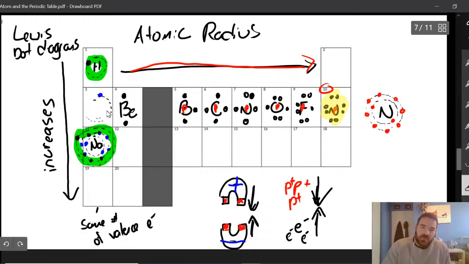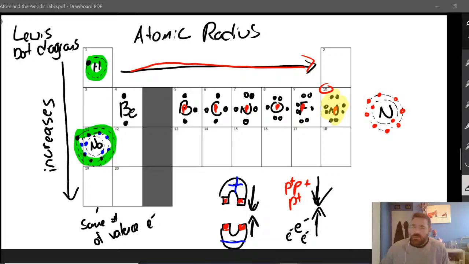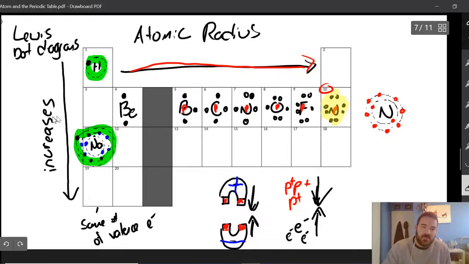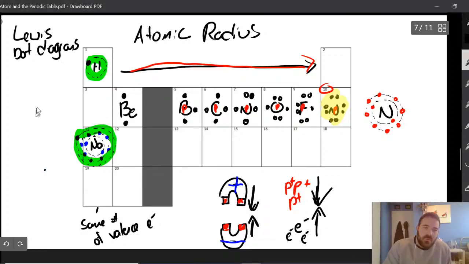So let's draw lithium. And let's draw it out here. So lithium out here, and I'm going to have my first orbit. Let's redo that. And then I'm going to have my second orbit out here.